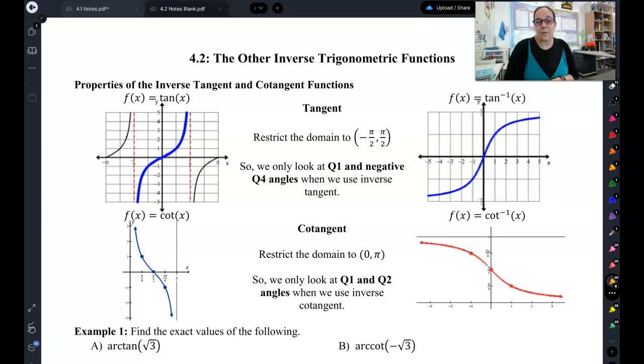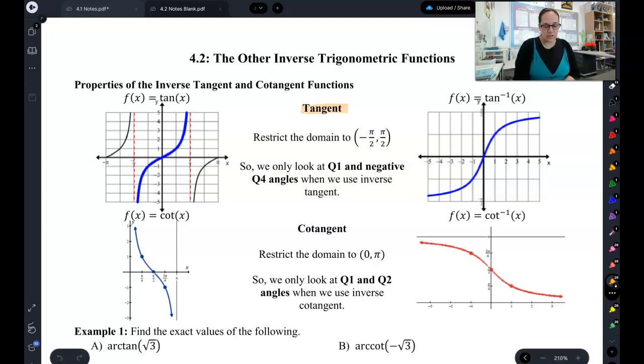Let's start into lesson 4.2. In last lesson, we talked about inverse sine and inverse cosine, and we restricted their domain so that they would pass the vertical line test and the horizontal line test. We're going to start today's lesson by doing the same thing with tangent and cotangent.